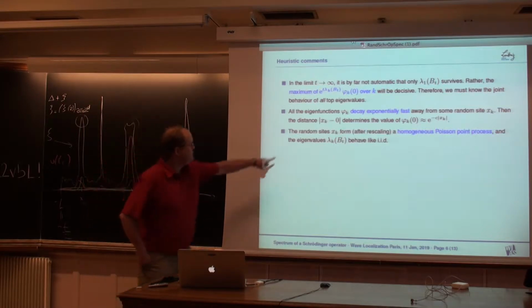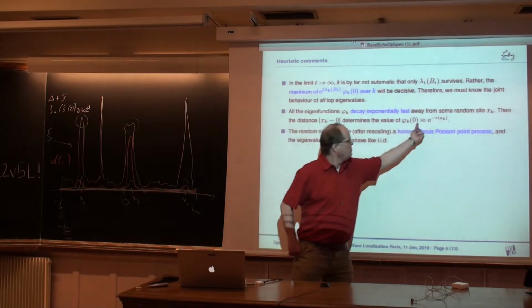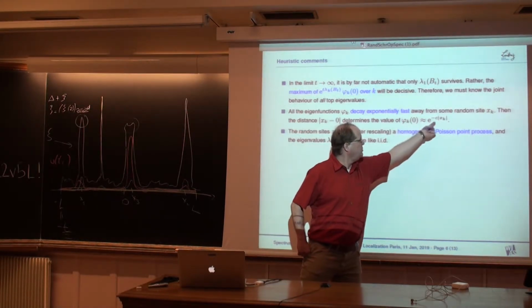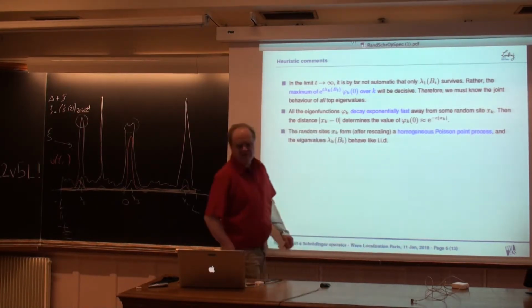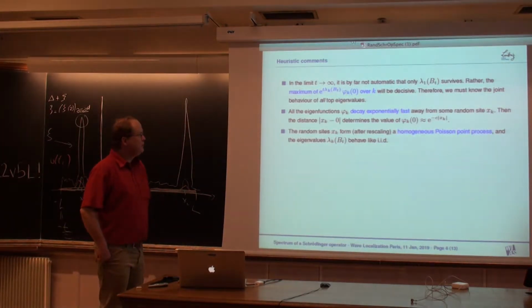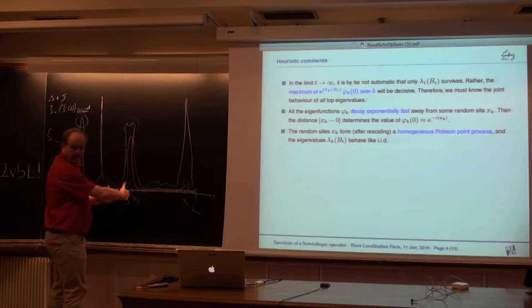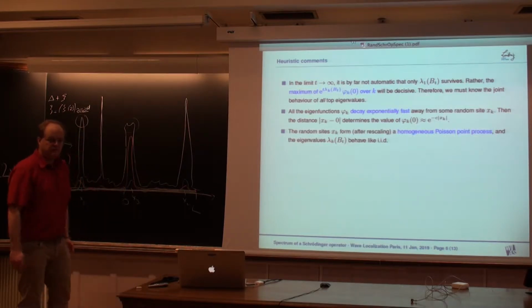Good. So then the distance determines the value of phi k of 0. And you see here there's something exponential also there. So it has to be considered together with the eigenvalue. These distances here are of order L, which is of order t. So you should not neglect the distances.